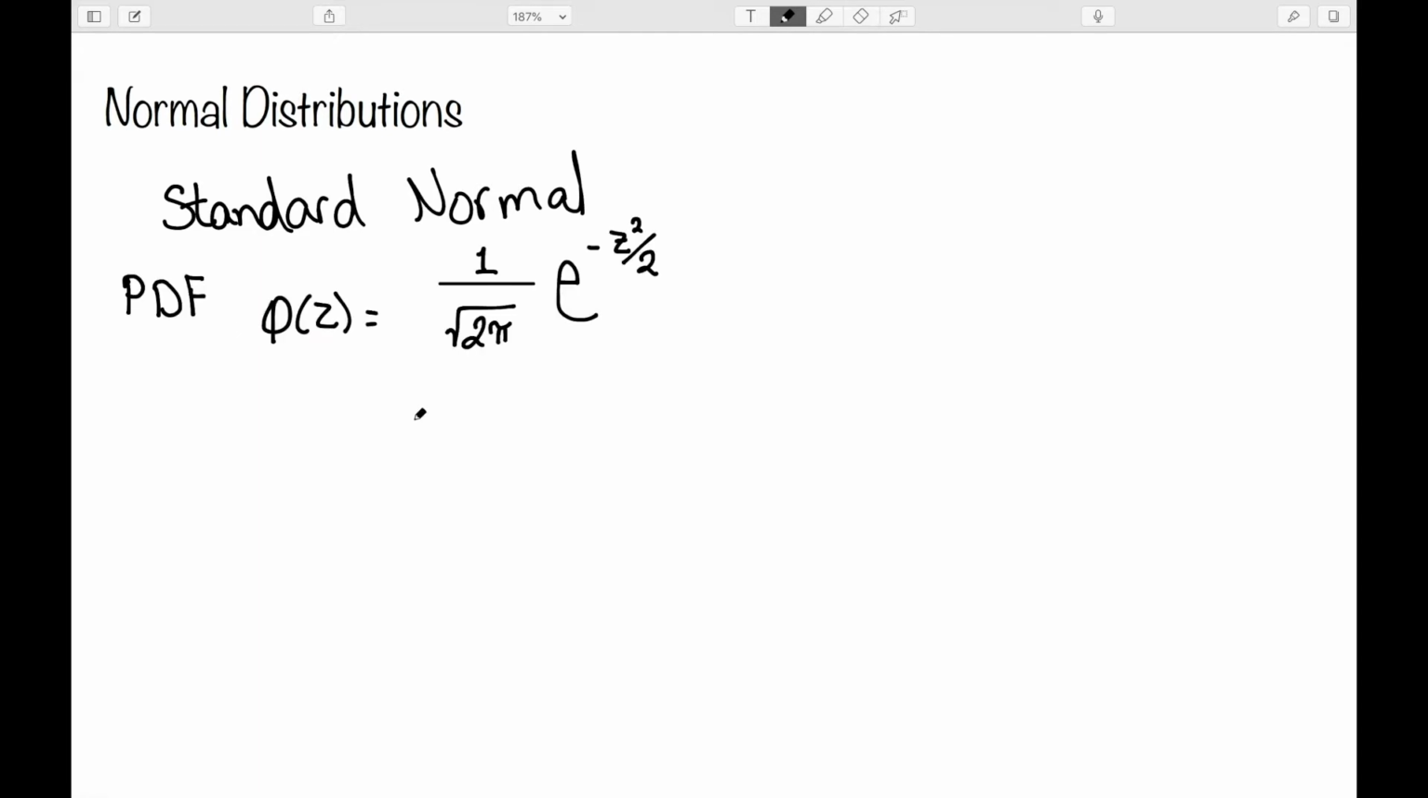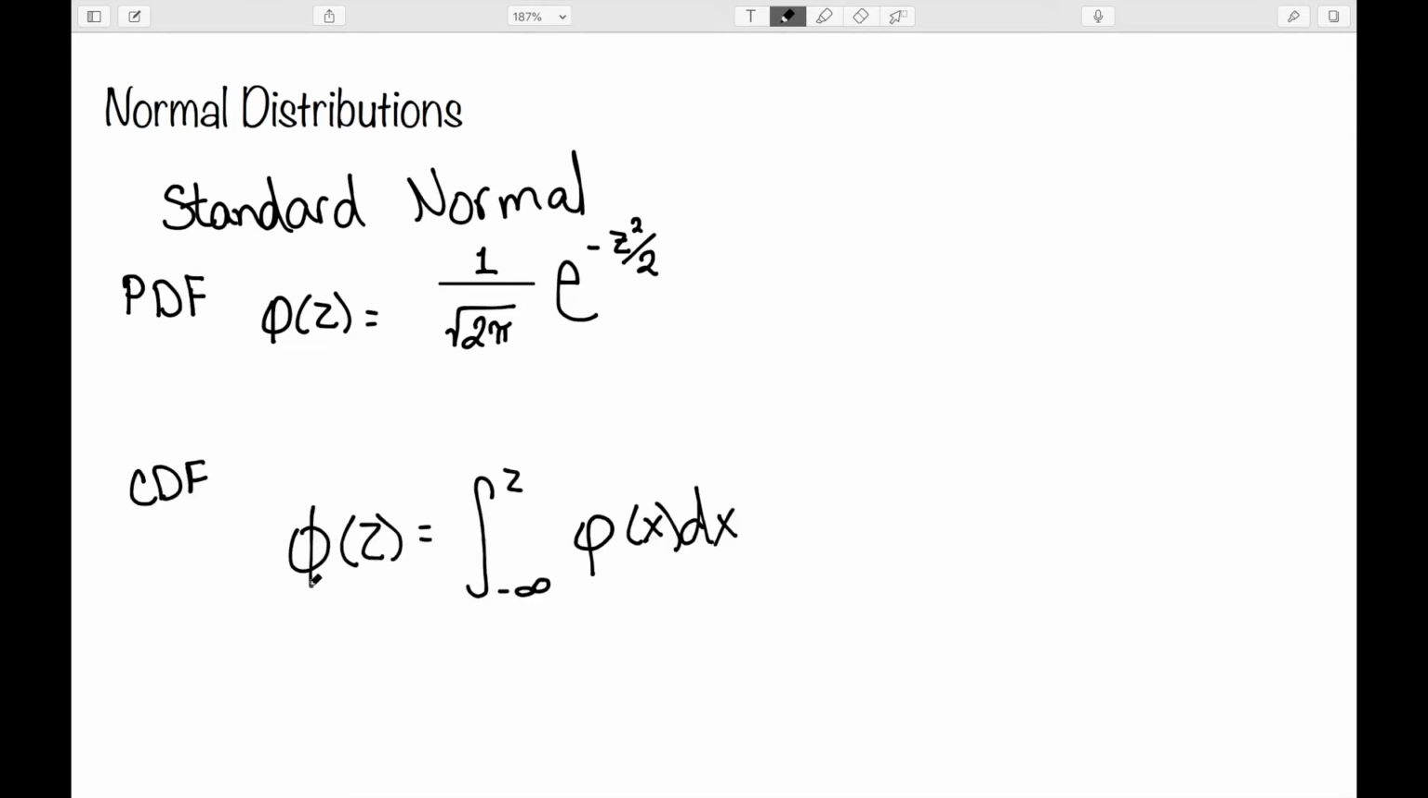In this video, I want to discuss the idea of normal distributions. I'm going to start by looking at what's known as the standard normal distribution. For the standard normal distribution, the PDF is given by phi of z, and this is 1 over the square root of 2 pi times e to the negative z squared over 2.